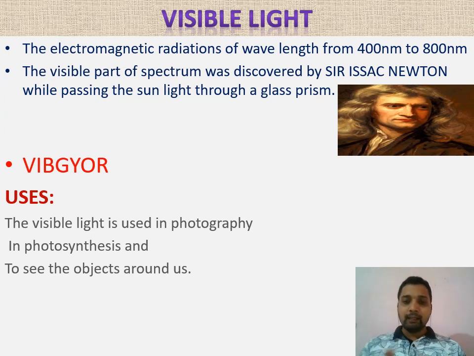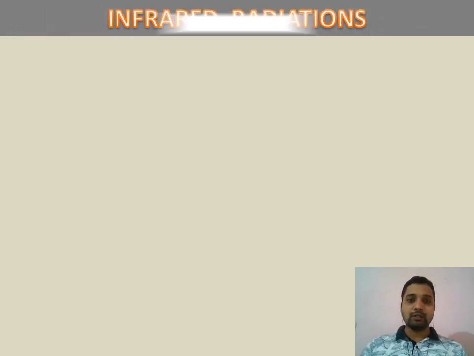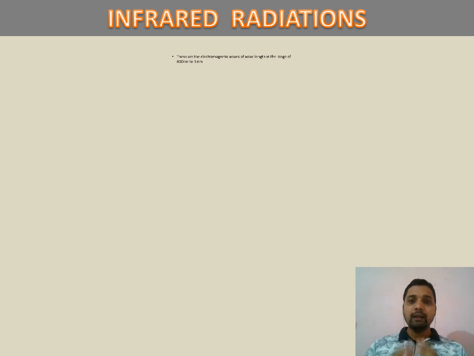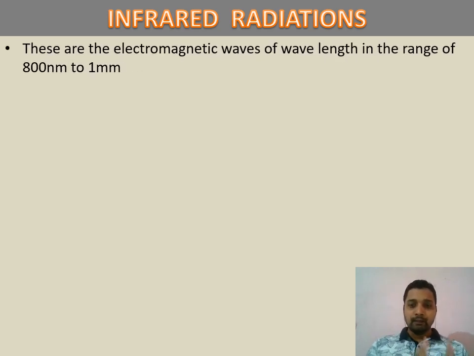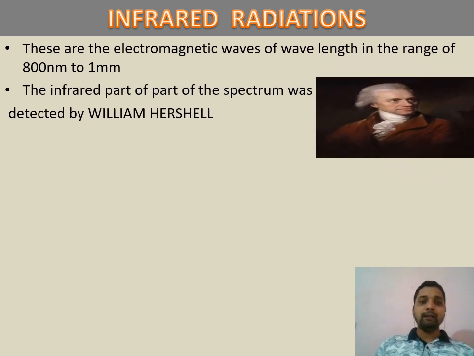After the visible spectrum, another invisible spectrum comes, called infrared radiation or IR radiation. Infrared radiation has a wavelength longer than that of visible light. Visible light is from 400 nanometer to 800 nanometer, or 4000 angstrom to 8000 angstrom. In case of infrared radiation, it is 800 nanometer to 1 mm. The infrared part was first discovered, or detected, by William Herschel.